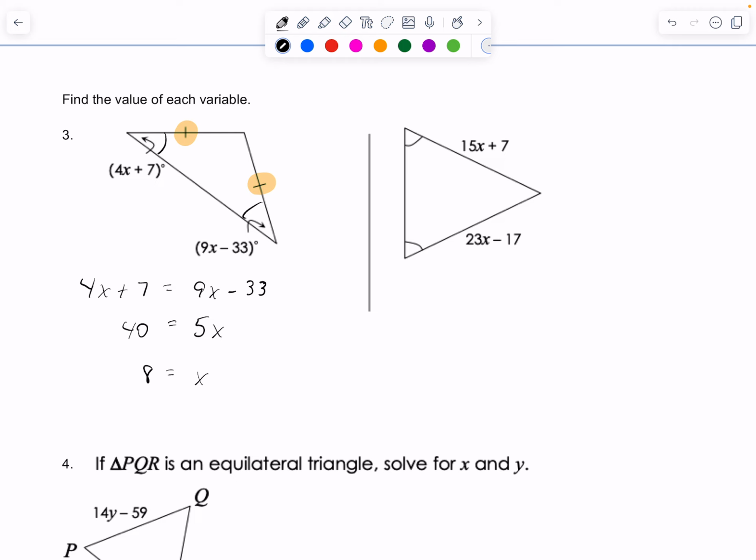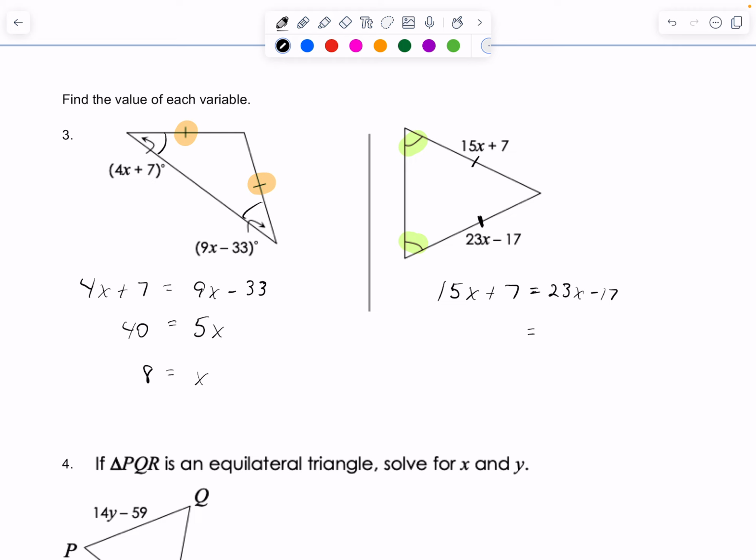Finally, I have the converse happening. So in this one, I notice that we have these two angles are congruent. So if those two angles of a triangle are congruent, then the sides opposite them are going to be congruent as well. That's the converse of the base angles theorem. So I'm going to set 15x plus 7 equal to 23x minus 17.